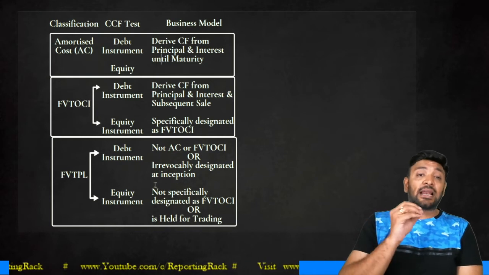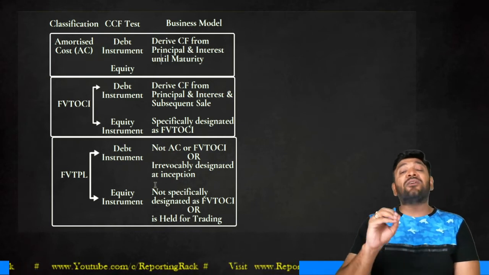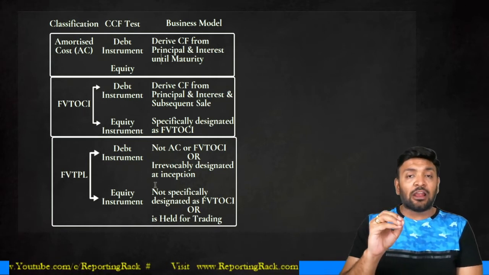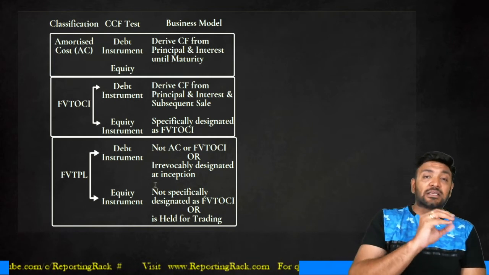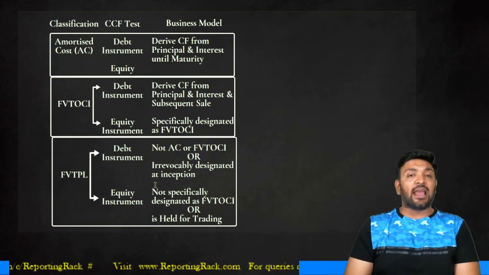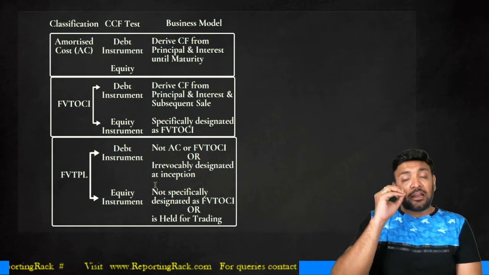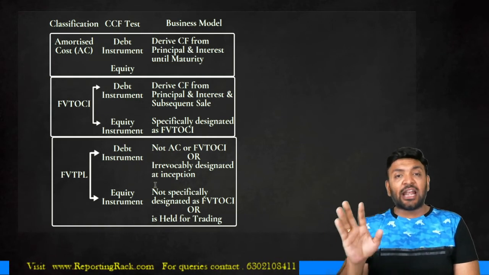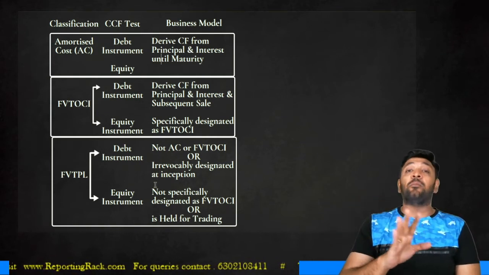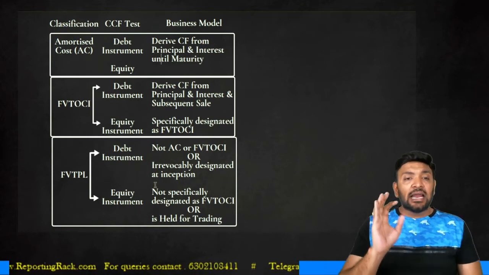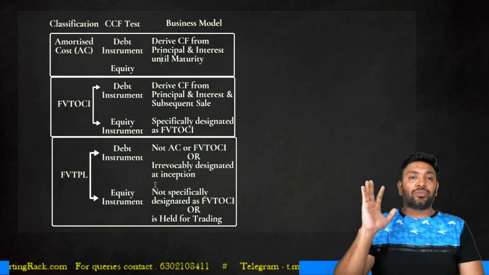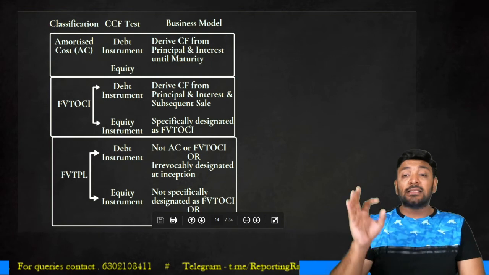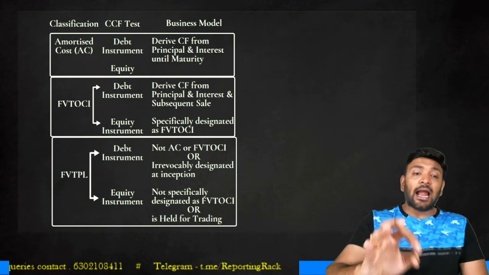A debt instrument can be classified as FVTPL irrevocably at the time of inception. An equity instrument can neither be classified as amortized cost, nor as FVTOCI in certain cases. However, an equity instrument can be classified as FVTPL only if it is held for the purpose of trade or if it is not held for trade but not designated as FVTOCI. Derivative instruments are always FVTPL. Clear? This is regarding my classification of financial assets into three categories: amortized cost, FVTOCI, and FVTPL.